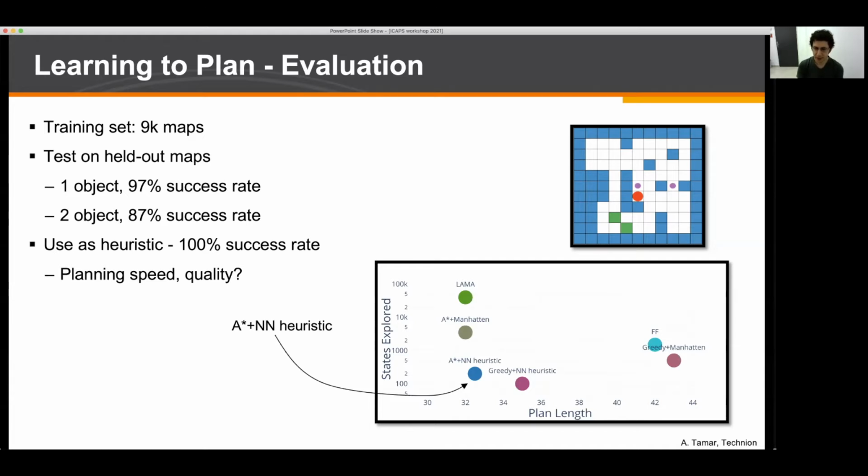On the x-axis is the plan length, so shorter is better. This is the plan quality. And on the y-axis is the number of states explored during the search. So lower means faster. The green dot on the top is the LAMA planner, which we used to generate our data. It's an optimal planner. So by definition, it generates the shortest plans on average. On the blue, however, is A star with a neural network heuristic. And note that it's almost as optimal as LAMA, almost as good, but several orders of magnitude faster. So this really shows that we managed to pick up some structure of how a good solution to this problem looks like and use it effectively.